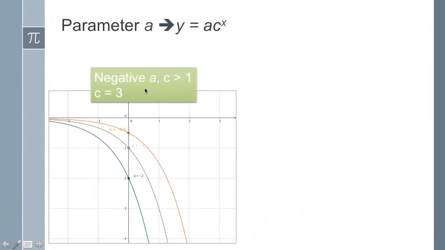If a is negative, we can assume that it goes below the x-axis, so underneath it, right? Because it has to cross the negative point on the y-axis. So take a positive c, so it's actually increasing, although it's hard to see. But you're just going to have to remember what a negative a, c greater than 1 graph looks like. In this case, my c is 3, so it's increasing. And we can see that the orange one crosses at negative 0.5, the gray one crosses at negative 1, and the green one crosses at negative 2, and that's what my a is going to be.